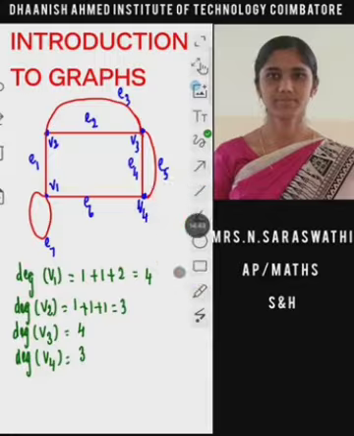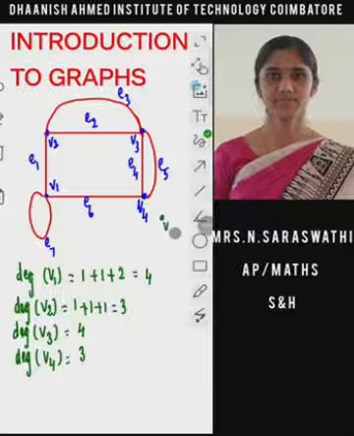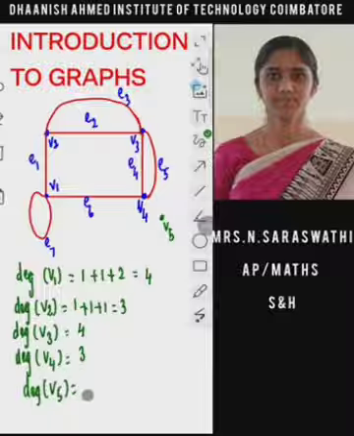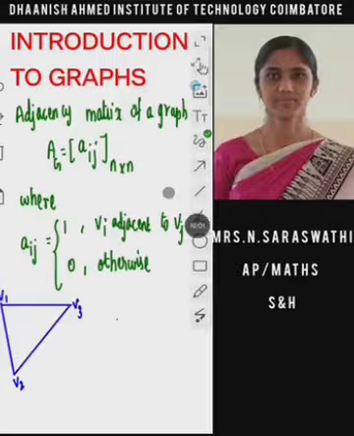If there is any isolated vertex, which we name here as V5, here there are no edges incident on this vertex. So we can write degree of V5 equal to 0. Okay. And a very important topic in graph theory, that is adjacency matrix.